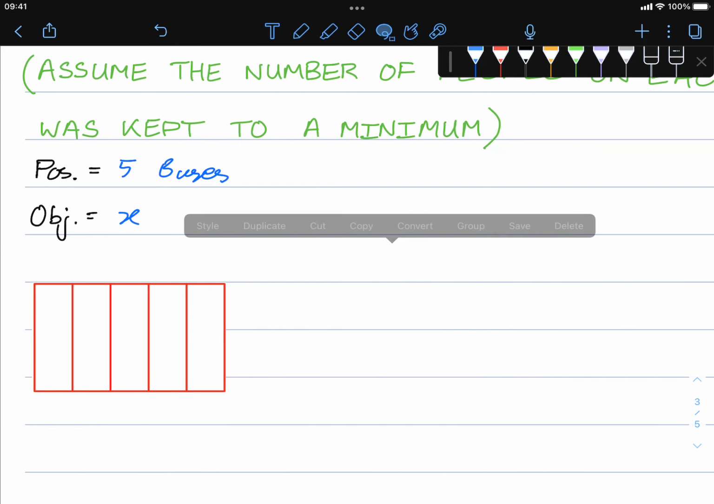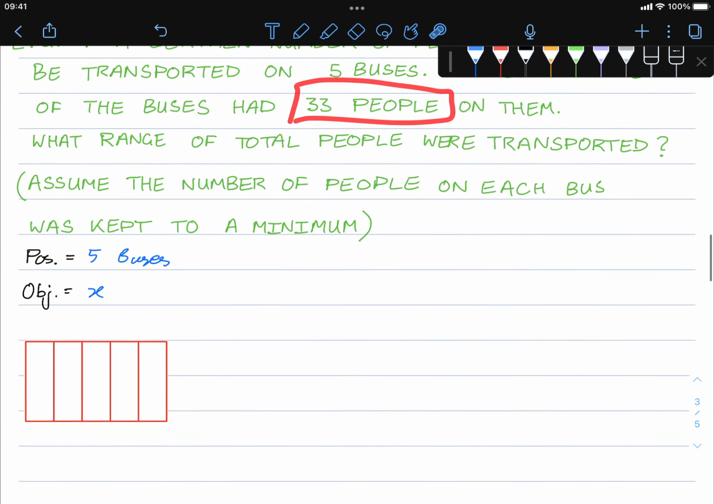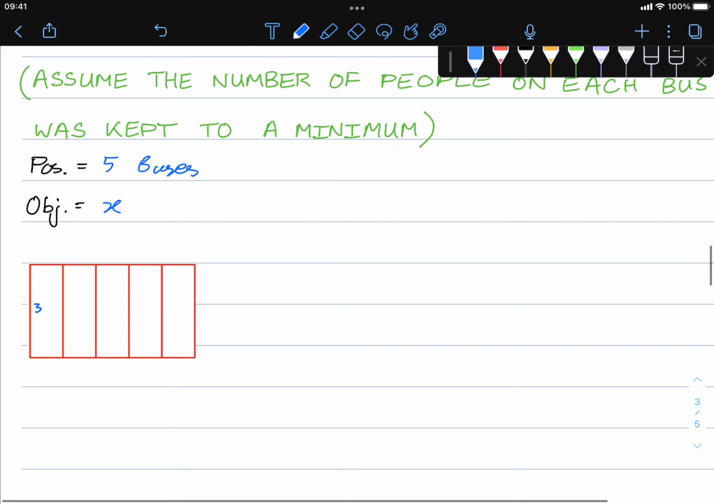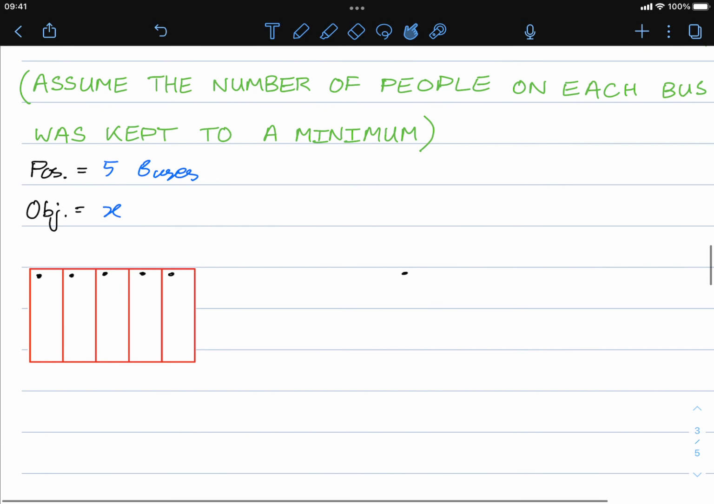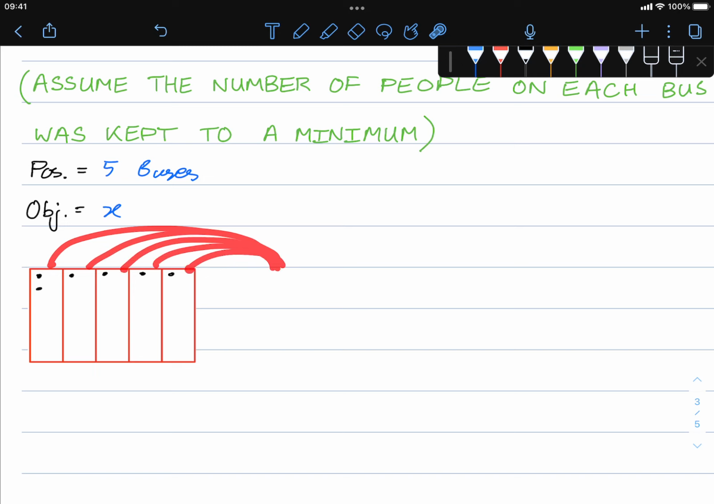Now, it says that at least one of the buses had 33 people on them. So let's say that there were 33 people here. Actually, let's go back to this simulation. Now take a look. After this 5th person, we took this last one and placed it here. So look at the order. Place one here, here, here, here, then here. Then for the 6th person, we have to go back to this one.